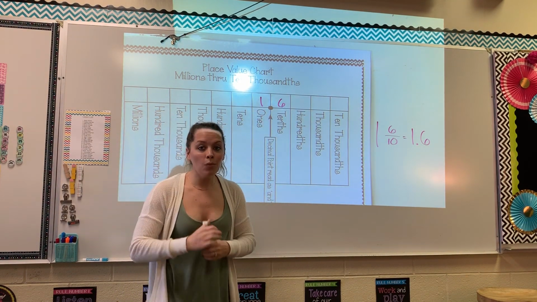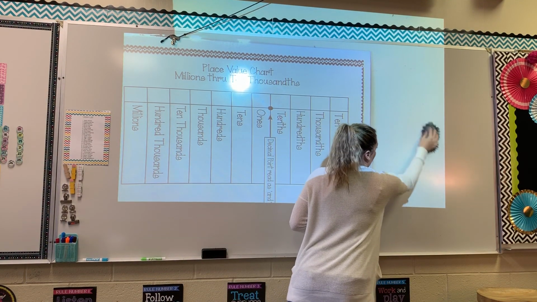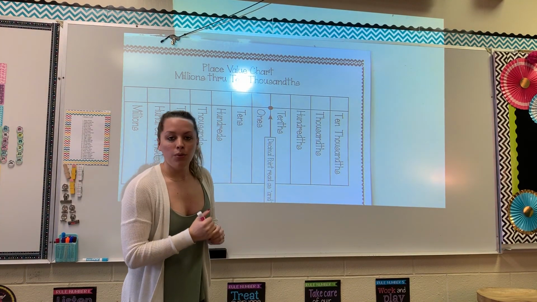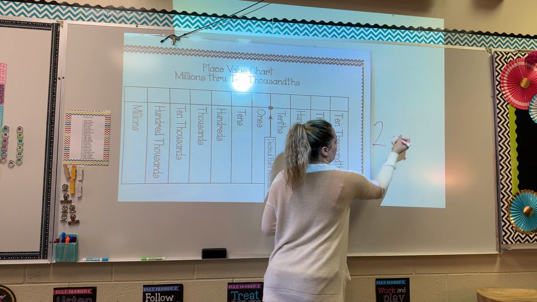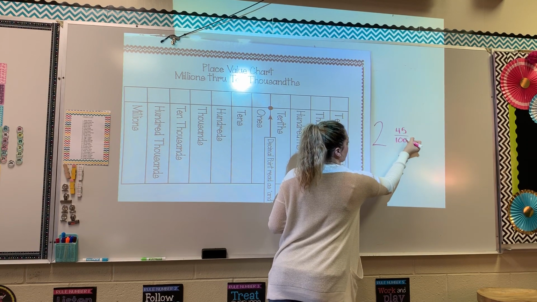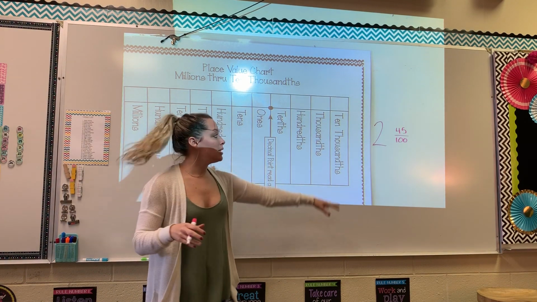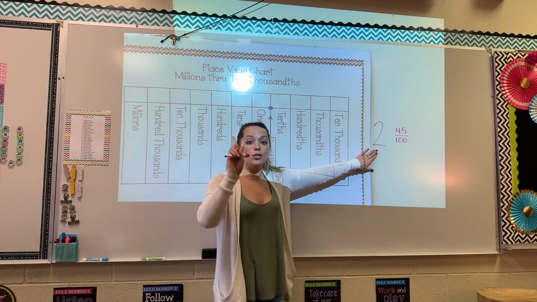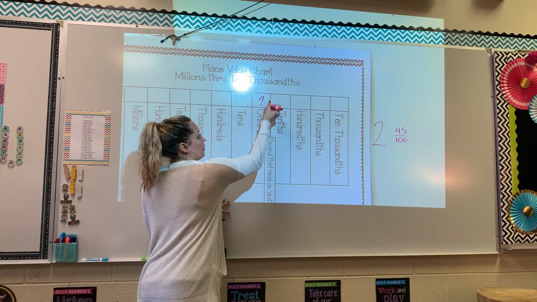All right, I'm going to do one more mixed number. So let's say I have 2 45 hundredths. So we would write it as 2 45 hundredths. So this one is unique like the one I just showed you because it does have a whole, and this time it has 2 wholes. So in the ones place, I would write 2.